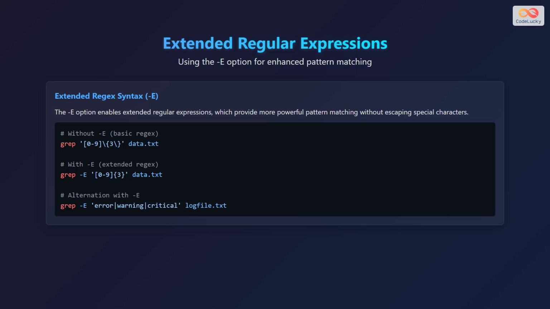Alternation, which allows you to search for multiple patterns, can be achieved using the pipe symbol with the -E option. For instance, grep -E 'error|warning|critical' logfile.txt will find lines containing error, warning, or critical.